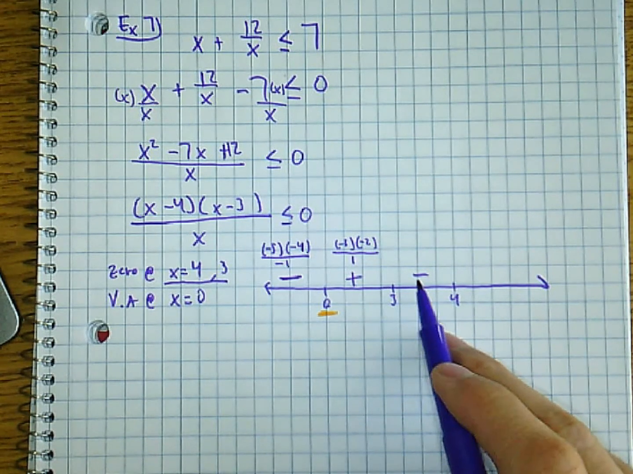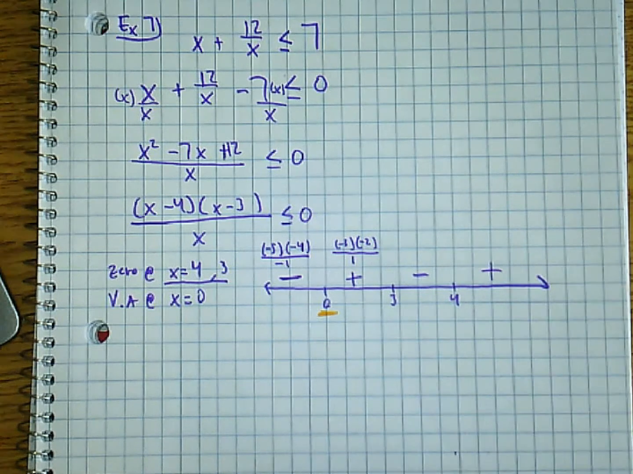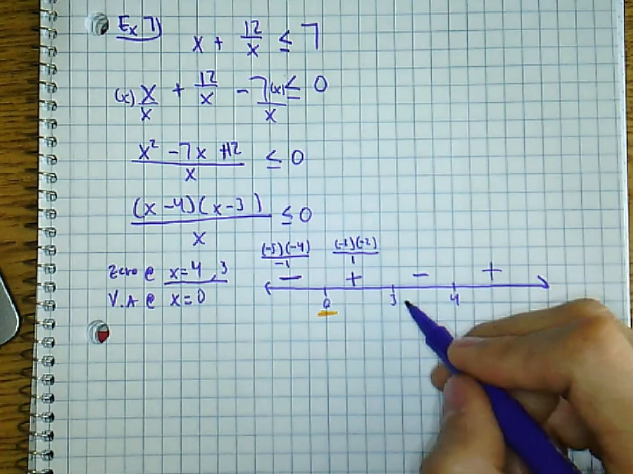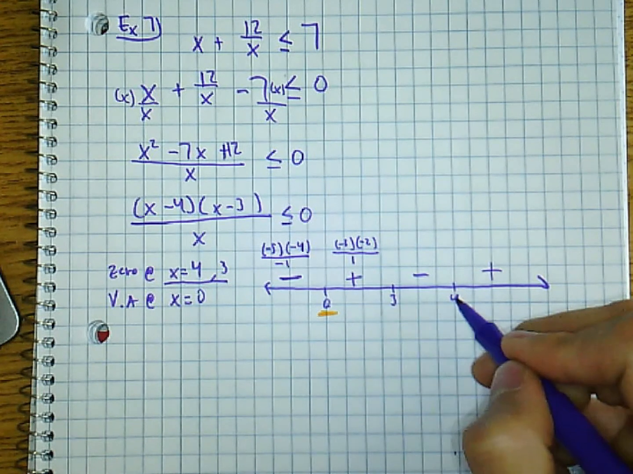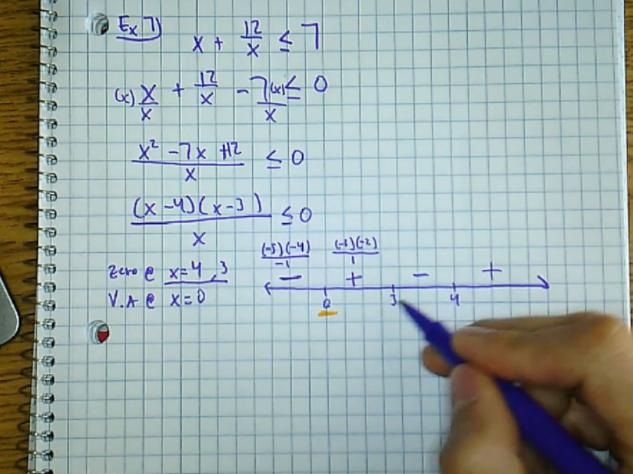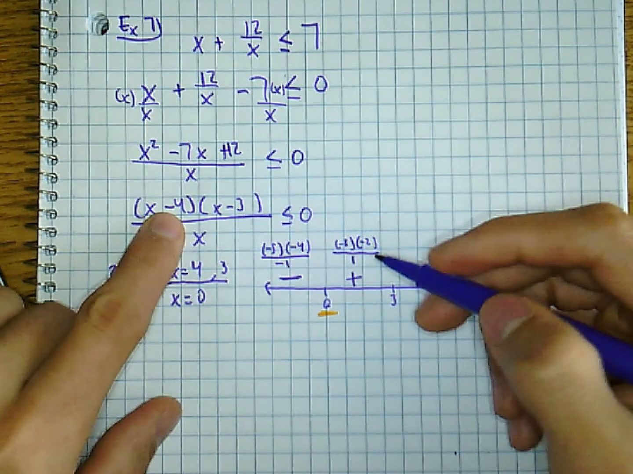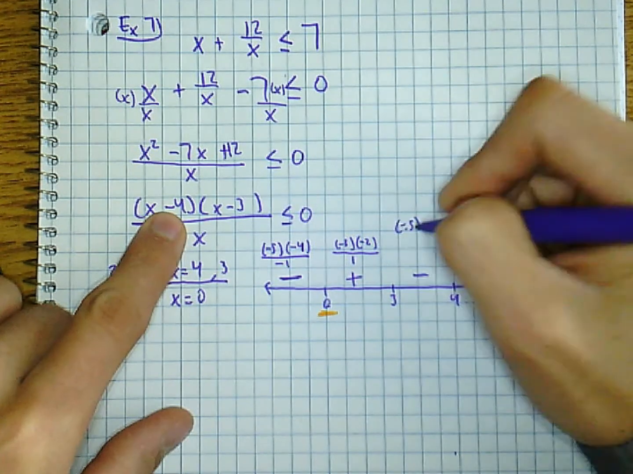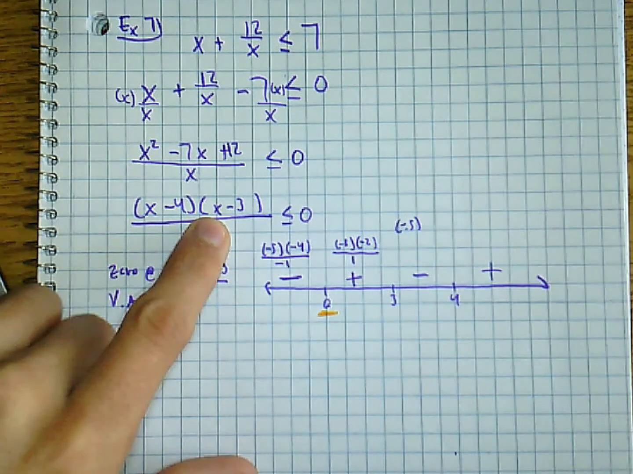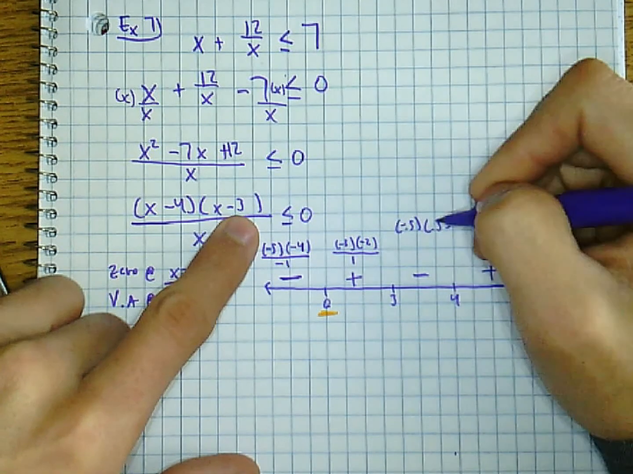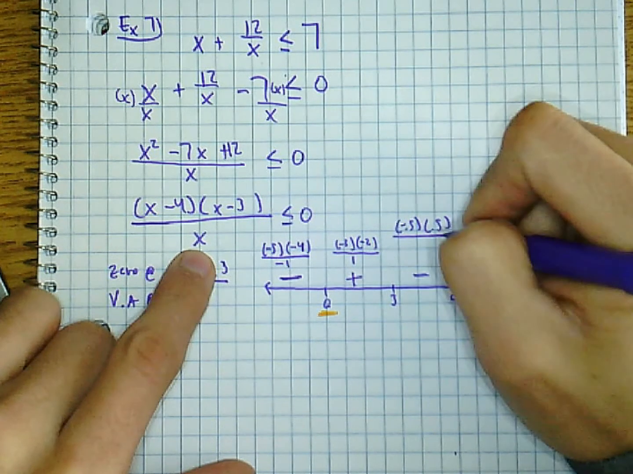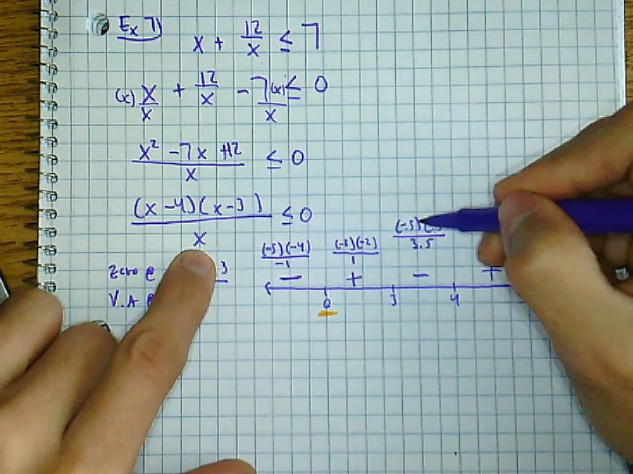If you don't feel comfortable with using that technique, you can always pick a value between 3 and 4 and it's going to match. So a value between 3 and 4 would be like 3.5, right? So 3.5 minus 4 would give you a -0.5. 3.5 minus 3 gives you a +0.5. And then that would be divided by a 3.5. Negative times positive gives you a negative number. Divided by a positive gives you negative.